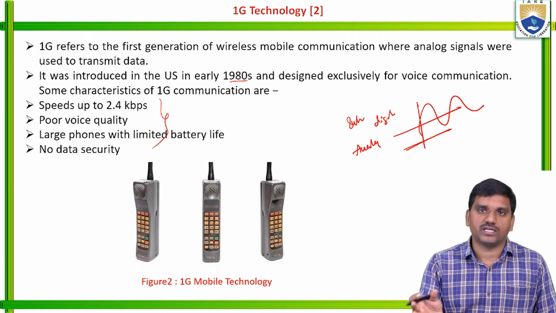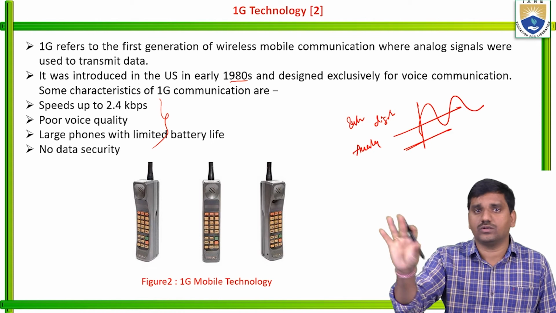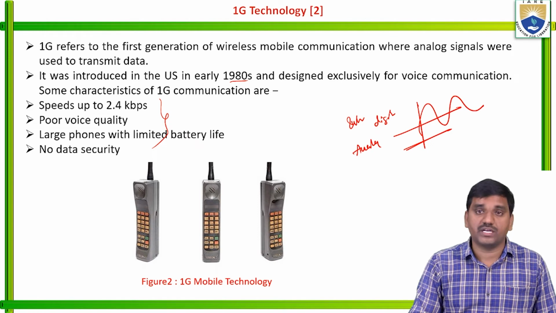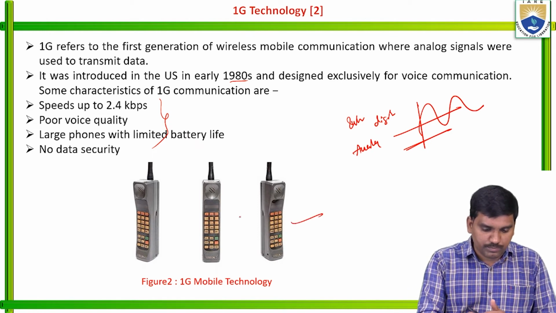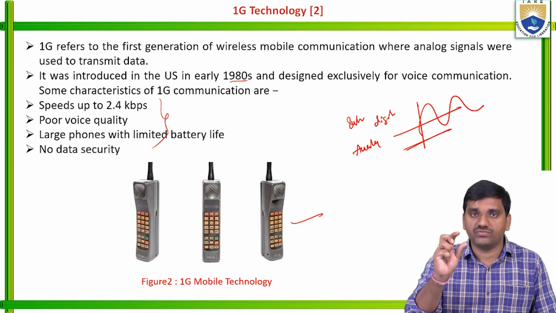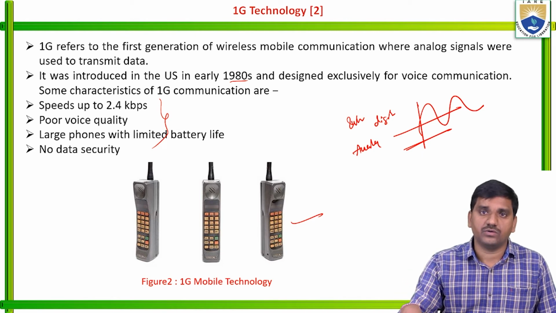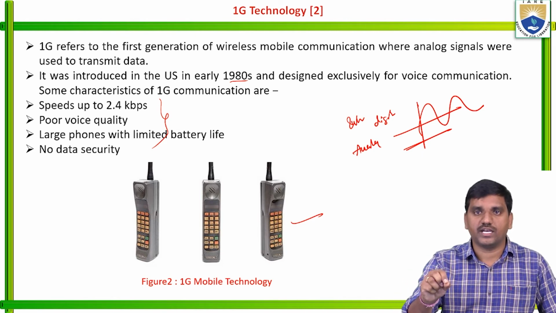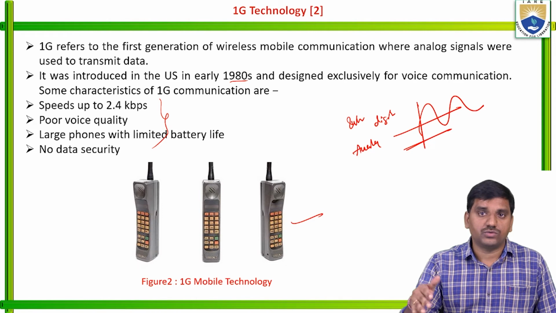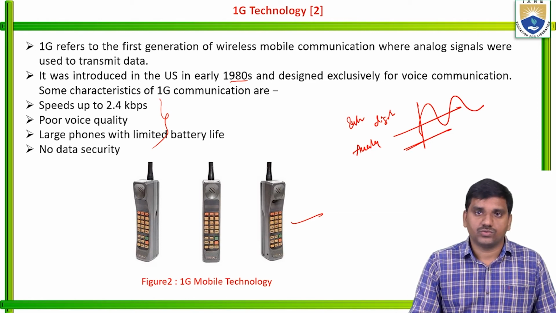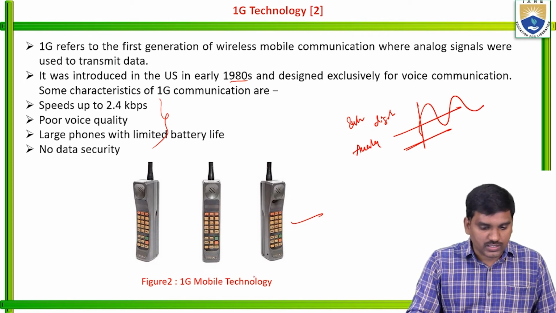Next, poor voice quality. So in some places no mobile will work. Next, large phones with limited battery life. The phone looks very big, but the battery life is only half an hour, 1 hour, or half a day. But nowadays, once you fill 100% battery, it will last 1 day or 2 days. So we are in 2020. No data security: cyber security risk was very high, so it was easy to hack the data. So this is about 1G mobile technology.